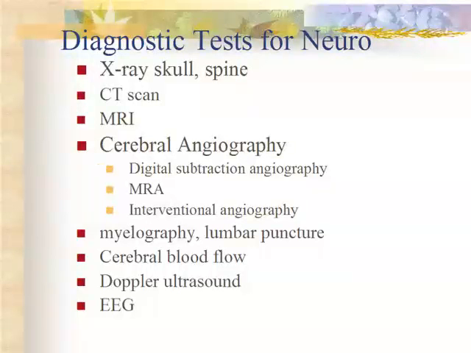Myelography is where you inject a dye into the spinal column. You must do a lumbar puncture in order to do that also, but you can do a lumbar puncture in and of itself, by itself, to assess for meningitis, increased pressure, all sorts of different things. Your cerebral blood flow studies are assessed by the injection of a xenon dye, and then doing either a CT scan or a PET scan to see what they find. You can do a Doppler ultrasound and electroencephalogram.